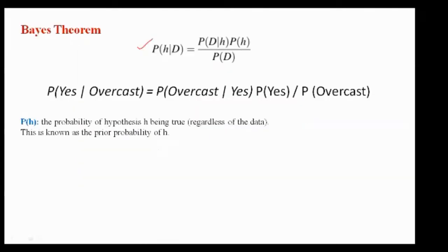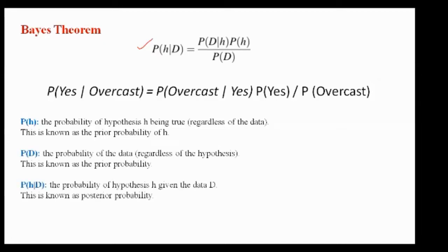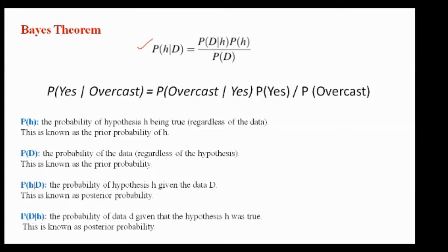So if it is overcast, can the player play the sport or not? That we'll find from the weather. So how will we write this formula for the overcast condition? This is the posterior probability we want to find. Yes is our hypothesis. We are going to find whether the player can play or not, yes or no.